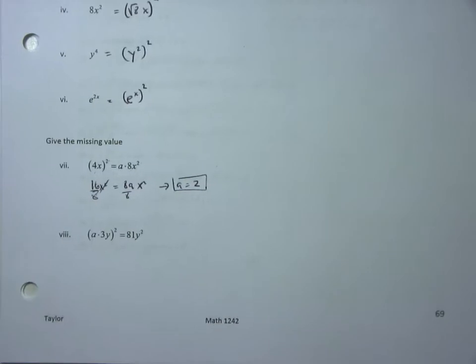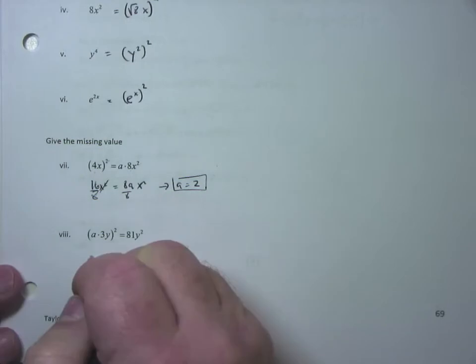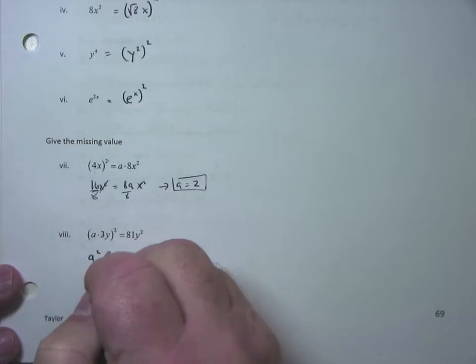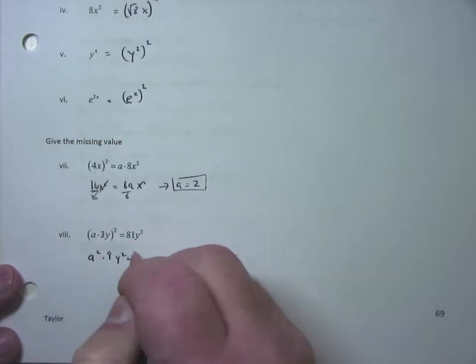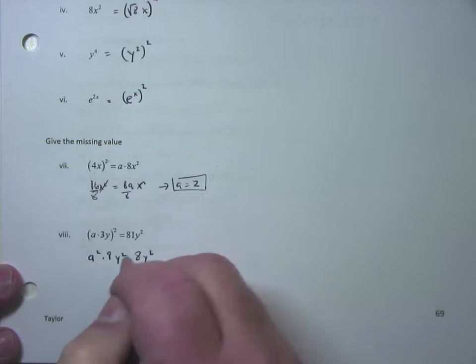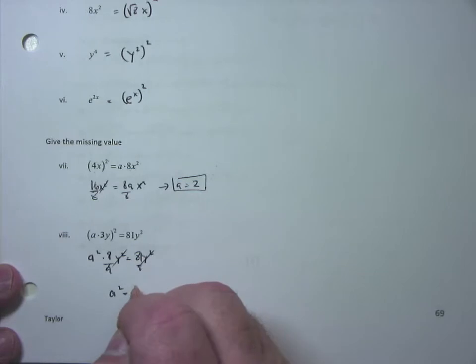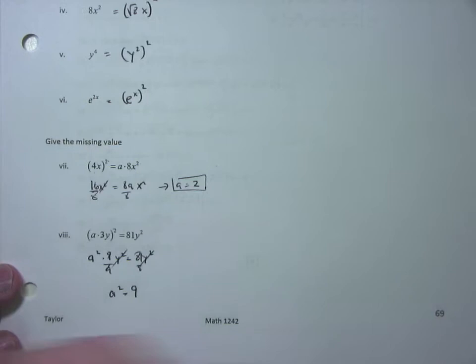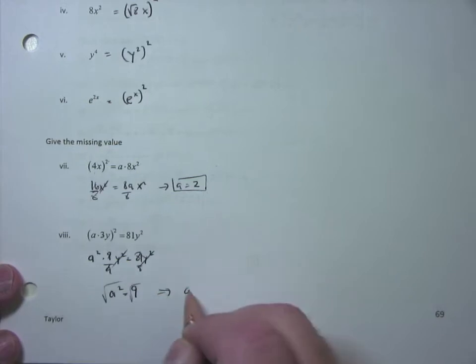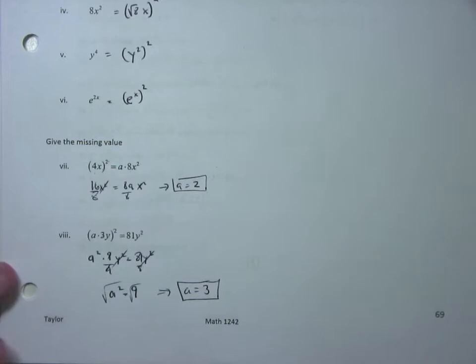3A, and so 3Y, try that again. A times 3Y squared is supposed to be equal to 81Y squared. What does A have to be? Well, this is A squared times 3 squared, which is 9, times Y squared, is equal to 81Y squared. Well, the Y squareds cancel, and I can divide by 9 on both sides. So I get A squared is equal to 81 divided by 9. What's 81 divided by 9? 9. And what's A got to be? What's the square root of both sides? That forces A to be equal to what? 3. So a lot of manipulation to get the forms is what you're going to be having to do.